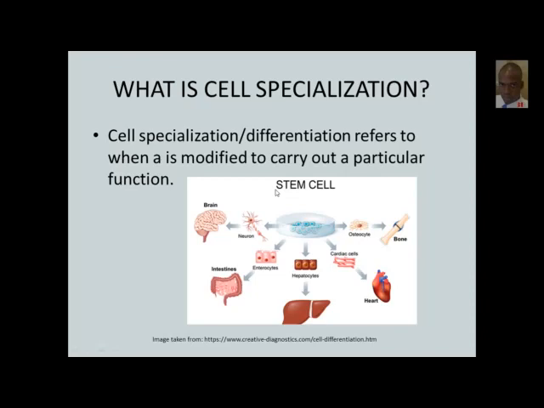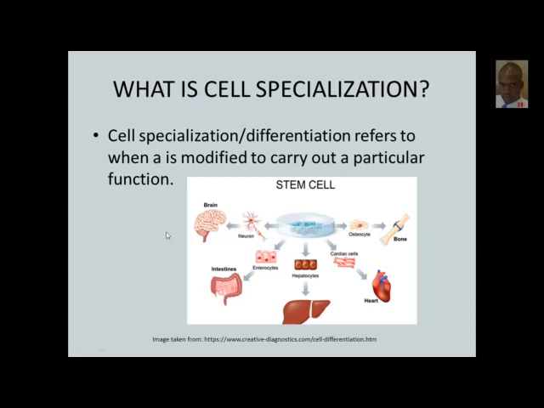Stem cells are what we refer to as unspecialized cells or undifferentiated cells. So these cells are not modified, they are all the same, and they have the potential to become any cell in the body. So stem cells are unspecialized, undifferentiated cells, and they have the potential to become any cells in the body.